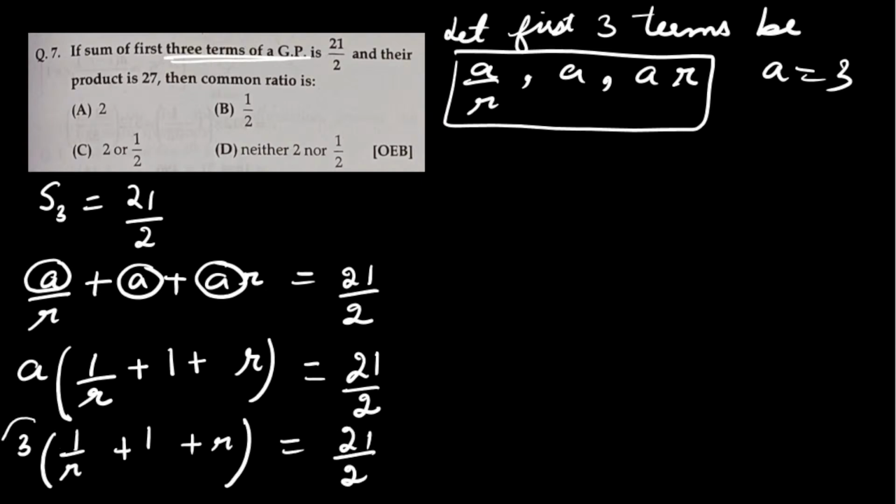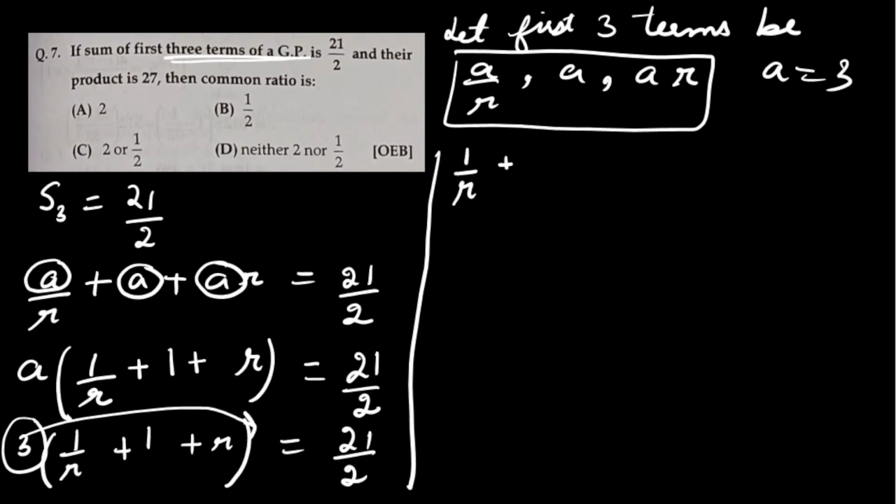Now let's shift this 3 to the other side. On this side the 3 is getting multiplied, so when we shift it to the other side, it will get divided. So we get 1 by R plus 1 plus R equals 21 by 2, and this 3 will also come down, because we have shifted it from the other side.